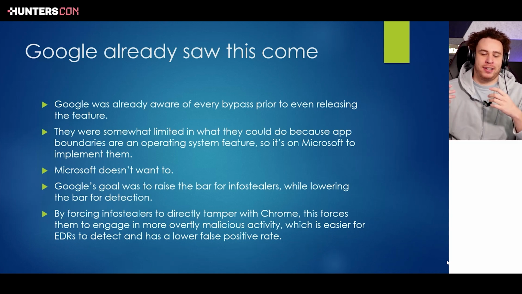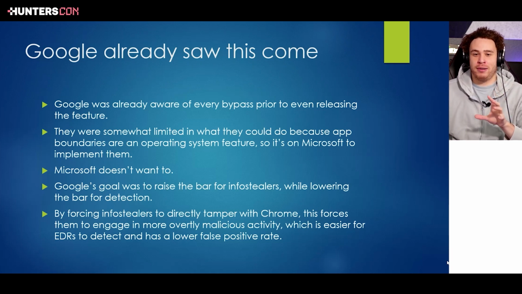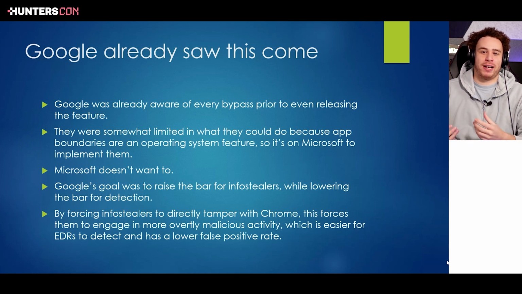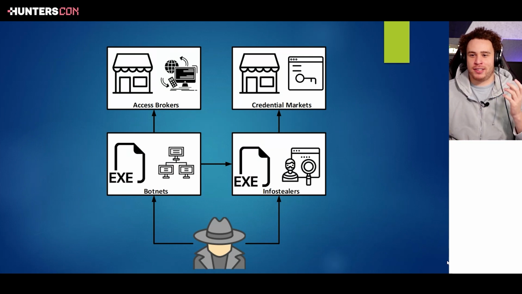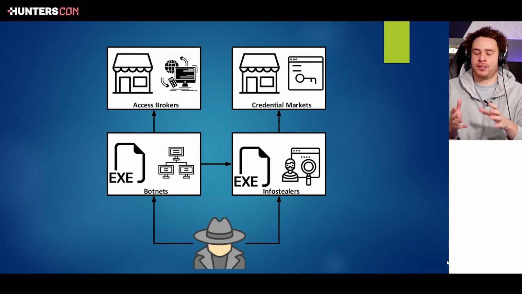I can rely on the EDR's existing signatures for process injection and process hollowing, as well as privilege escalation exploits. So they forced info stealers to do overtly malicious activities, which is great because that was what the benefit of info stealers was. You have this older cybercrime info stealer ecosystem, which was very botnet based. What you would do is you would infect thousands, hundreds of thousands, or maybe even millions of systems with a piece of malware, and you would maintain persistent access to that system in order to sell it to access brokers.